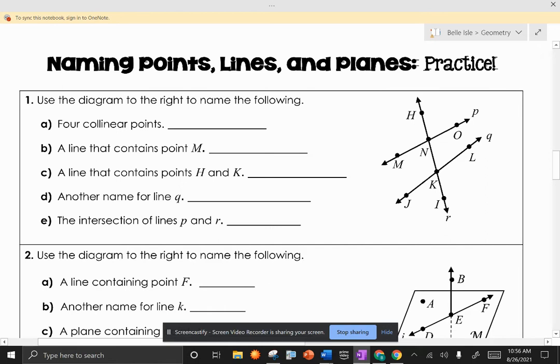So we've got 4 collinear points. So we are looking at this diagram over here.